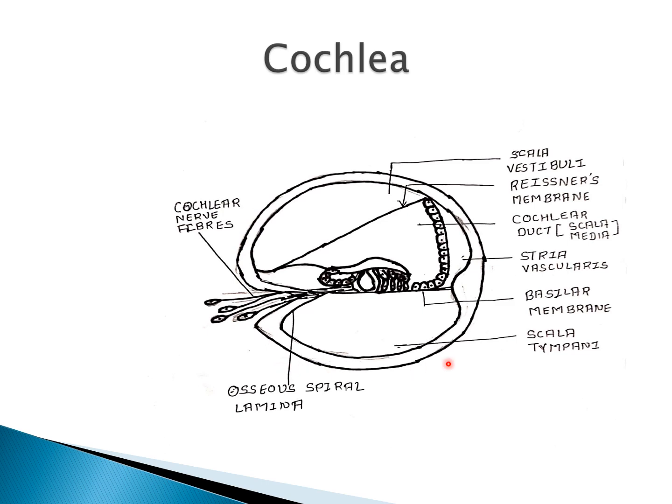This is cochlea. As we can see that there are three chambers: scala vestibuli, scala media, and scala tympani. This is the cut section of the cochlea. And scala vestibuli, it is separated from scala media through Reissner's membrane, and scala media, it is separated from scala tympani through basilar membrane. Now the details of this membranous cochlea we'll see in the membranous labyrinth.